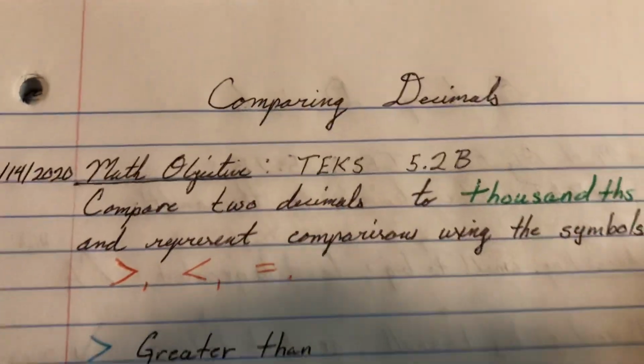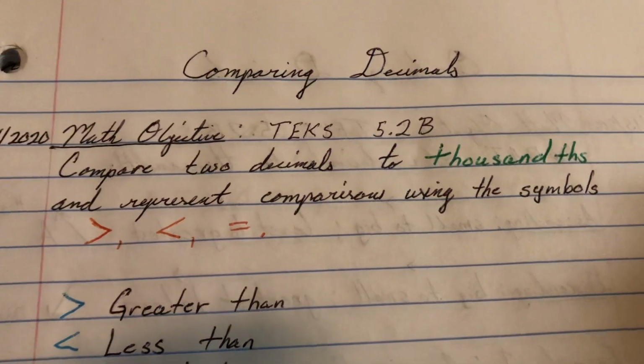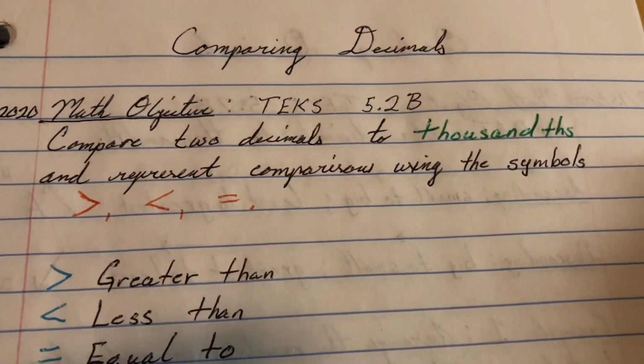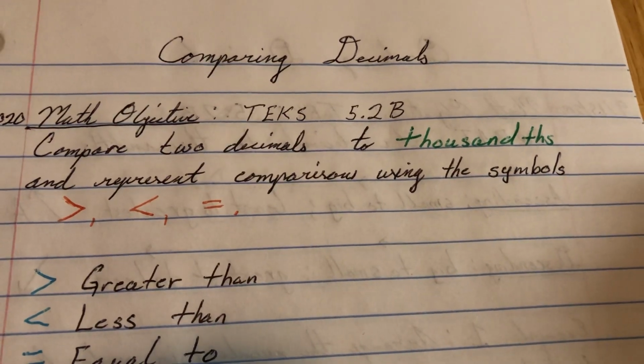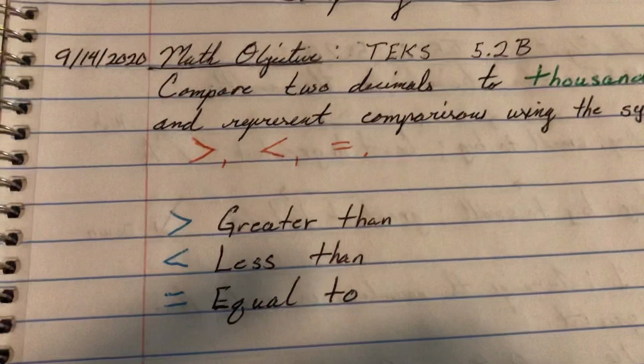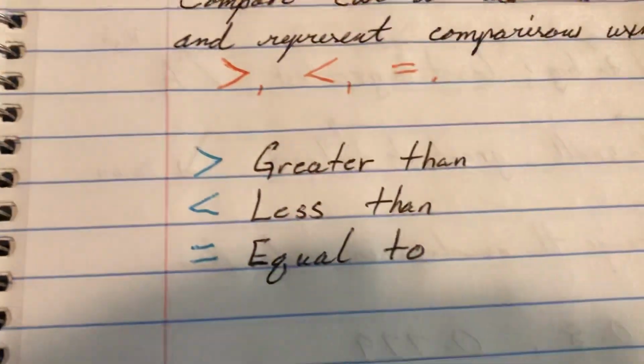Today we are comparing decimals, the math objective, with the TEKS being 5.2b. We are going to compare 2 decimals to the thousands place and represent comparisons using the symbols greater than, less than, or equal to. Here they are. Again, greater than, less than, equal to.